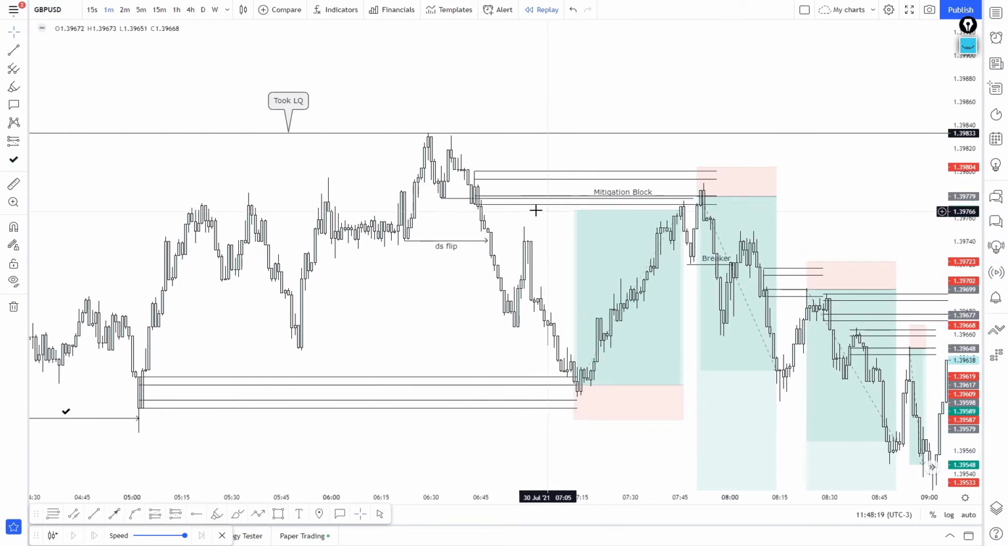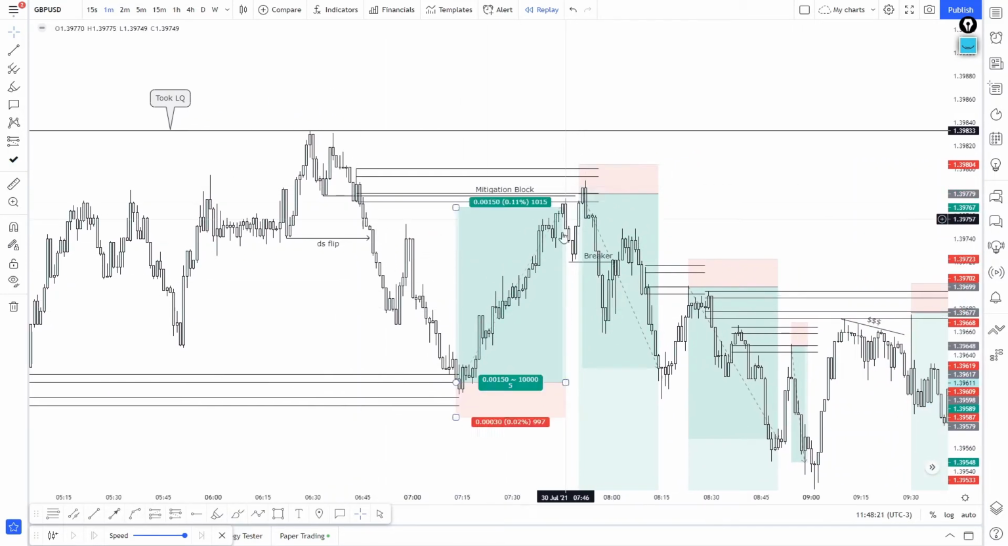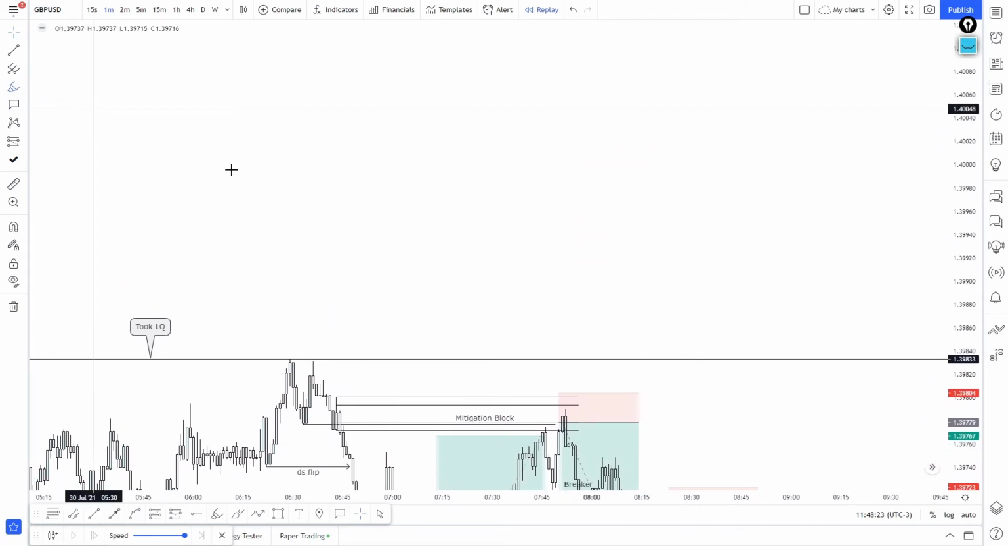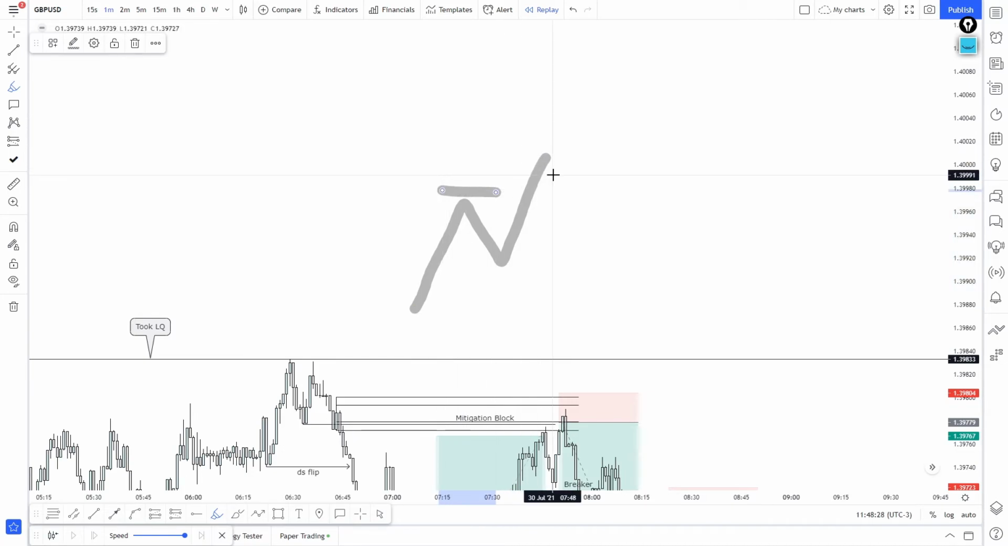So we mitigate this pretty good area. We even create a breaker here. Breaker is pretty much this high, low, high. This high was created to basically create liquidity, and price with this high takes that liquidity. Price falls down, and this is the breaker, right?